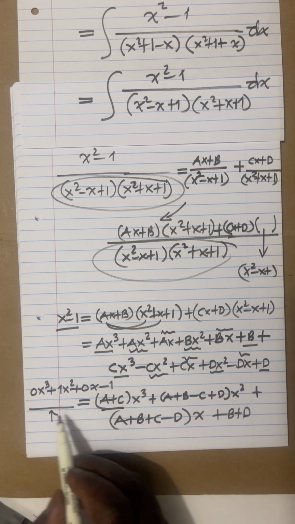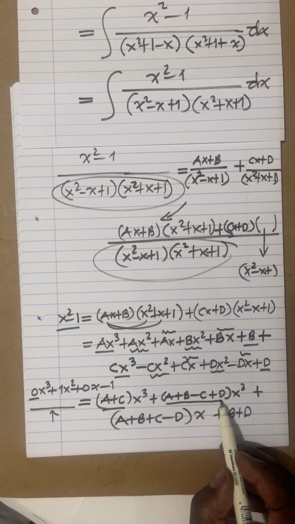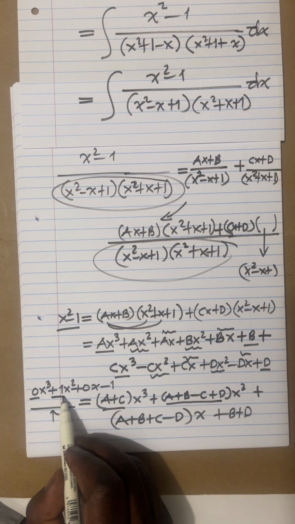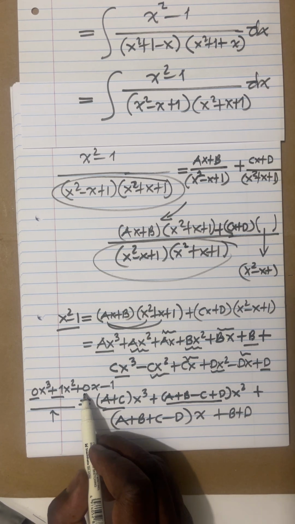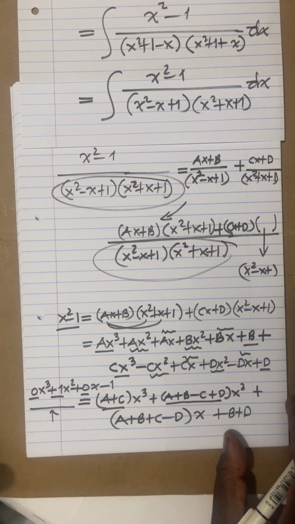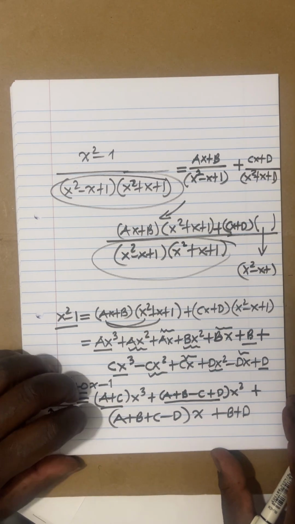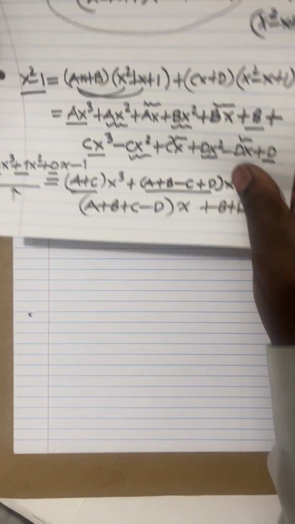So a plus c must be equal to 0, and then a plus b minus c plus d must be equal to 1, and then I'm going to say a plus b plus c minus d equals 0, and finally b plus d equals minus 1. And I solve those equations simultaneously. Let's move to the next stage. I told you this question is an elephant. Let's go to the next stage.